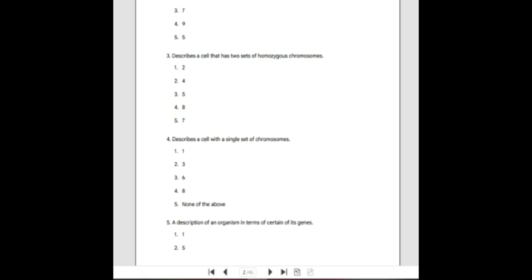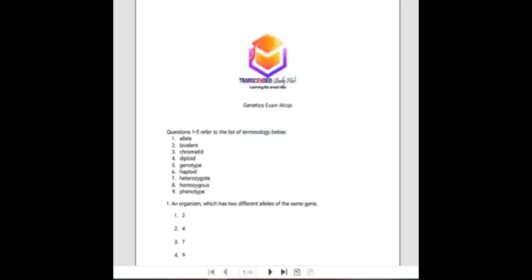Okay, actually I think we can highlight this. Okay, so a phenotype is observable and also it has measurable characteristics. 3, describe a cell that has two sets of homologous chromosomes. 1 is the second option, 2 is the fourth option, 3 is 5, 4 is the eighth option, 5 is 7. So remember that we're answering these questions in reference to this list of terminology.